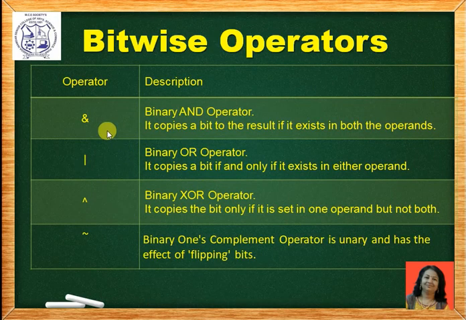Now we'll see the meaning of these operators. Bitwise AND or binary AND copies a bit to the result if it exists in both the operands. Bitwise OR or binary OR copies a bit if and only if it exists in either operand. Bitwise XOR or binary XOR copies the bit only if it is set in one of the operands but not both. Then the negation operator or complement operator is a unary operator. It flips the bit from 0 to 1 or 1 to 0.